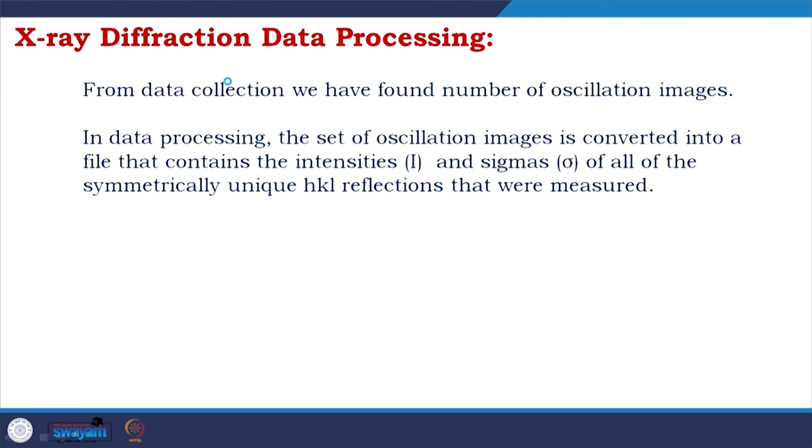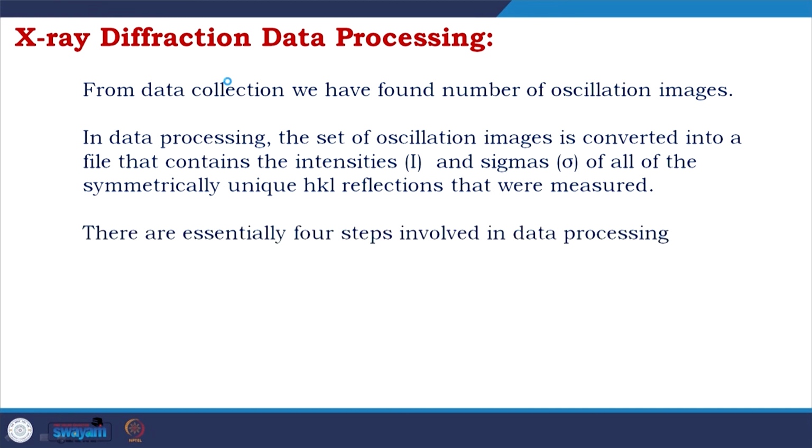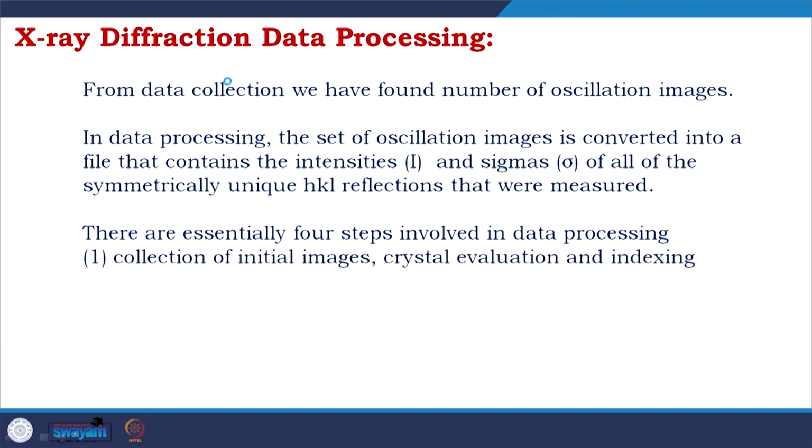So, coming to the X-ray diffraction data processing, which we are going to discuss in the next module. From data collection, we have found a number of oscillation images. In data processing, a set of oscillation images is converted into a file that contains the intensities I and the sigma of all of the symmetrically unique hkl reflections that were measured. There are essentially 4 steps involved in data processing: collection of initial images, crystal evaluation and indexing, which we talked about. We will talk about that also, the optimization, next class, next module.